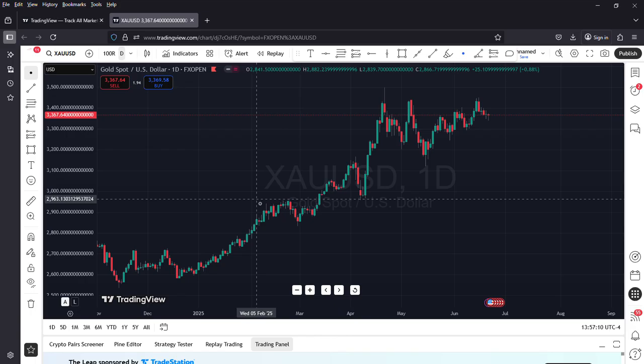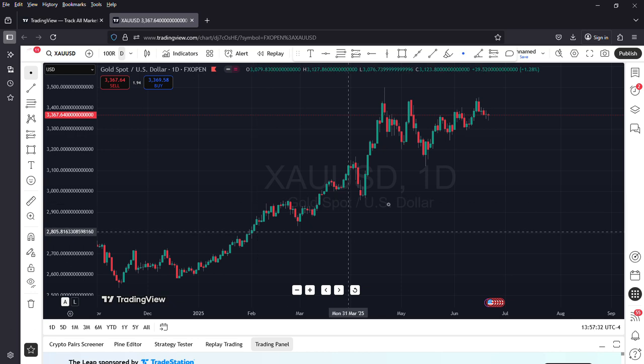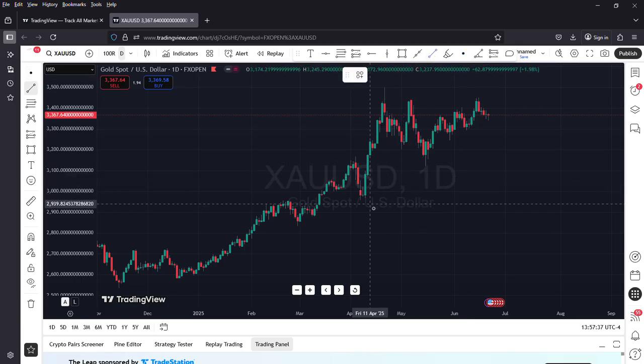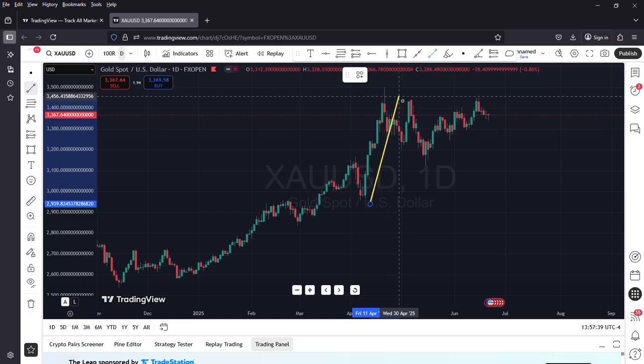Why are you looking at the general time frame? One, to know the overall trend of the market. Is the market on a bearish trend? Is the market on a bullish trend? Is the market on a range? That means if the market is buying, it is on a bullish trend. If the market is selling, it is on a bearish trend. If the market is going upward, that means it is on a bullish trend.